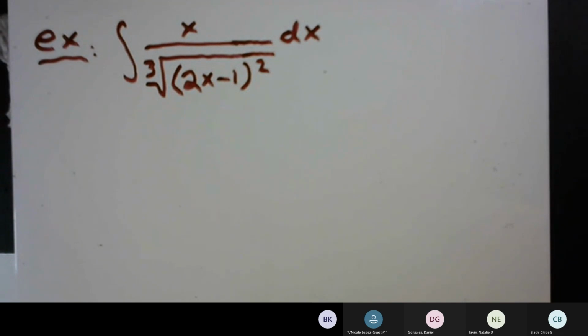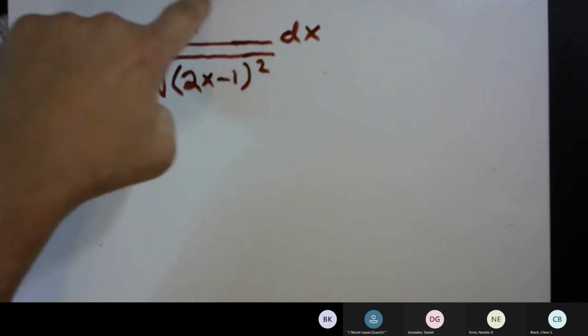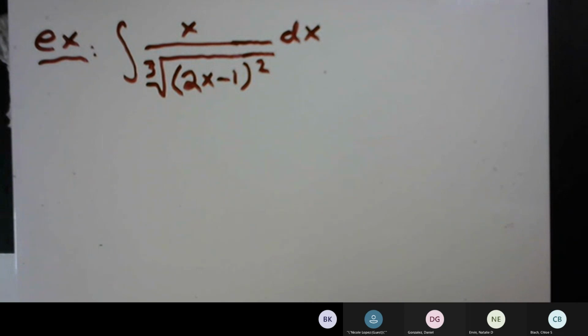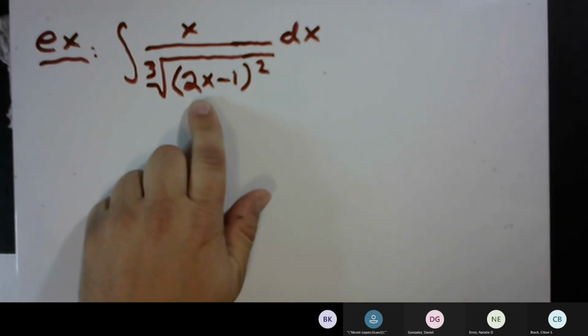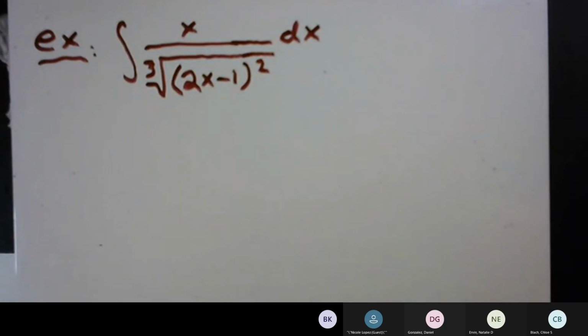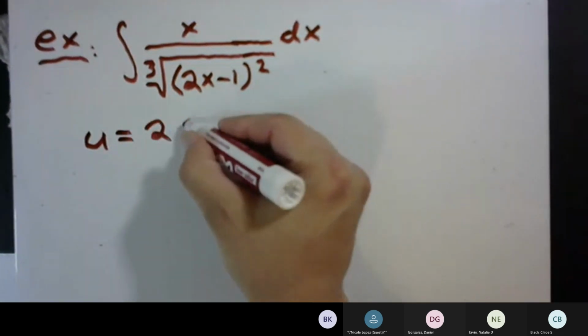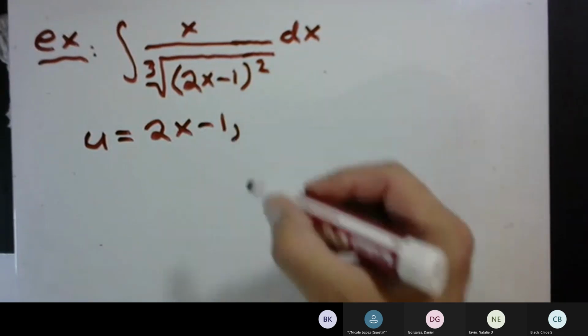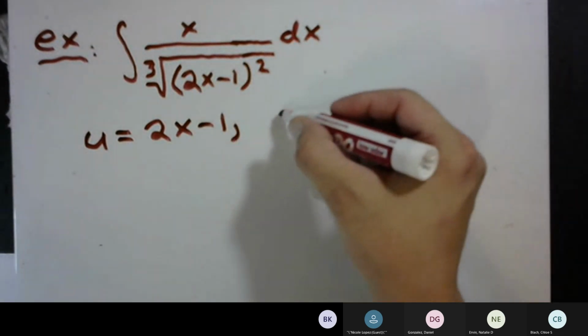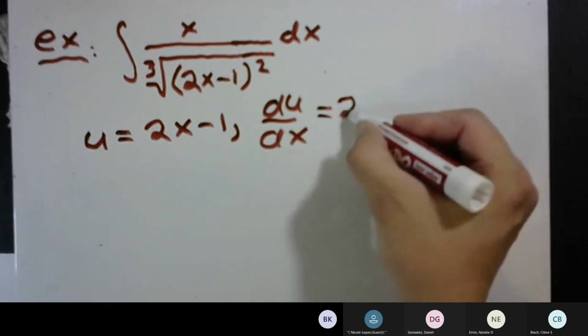Now, this one's kind of hard because one of the things you look for when you do a u substitution, if we say this is u, then we want to make sure du dx is somewhere out here. And the derivative of this would be 2, but we have an x up here. So this doesn't look like it's going to work. But check this out. We're going to do it anyway. We're going to say let u be 2x minus 1. And then du dx equals 2.